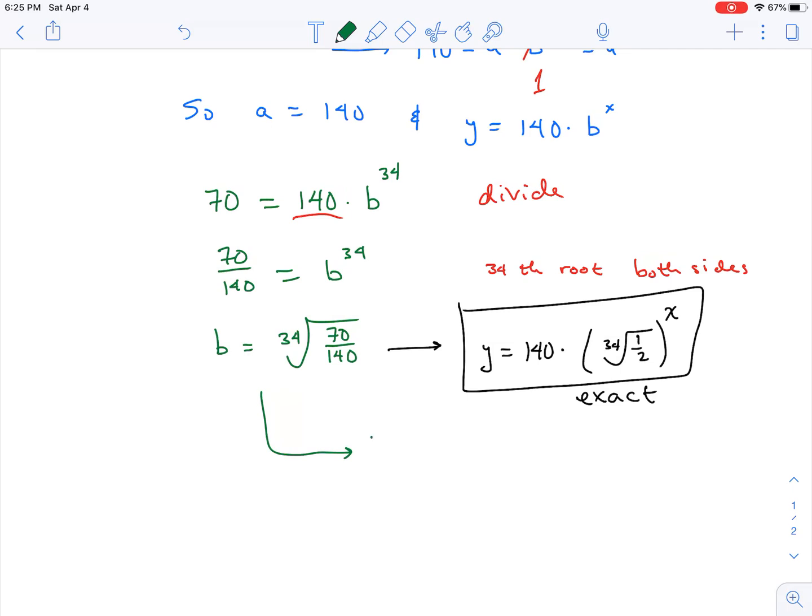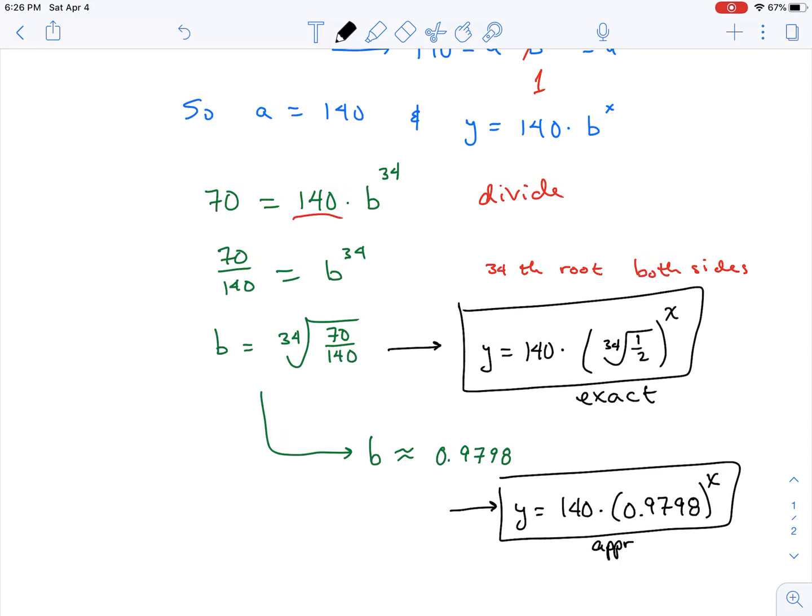The approximate value for b is 0.9798. And so we might say in a story problem that y is 140 times 0.9798 to the x. So this is an approximation. We would do this for story problems and things like that. So let me mark that. This is preferred in story problems.